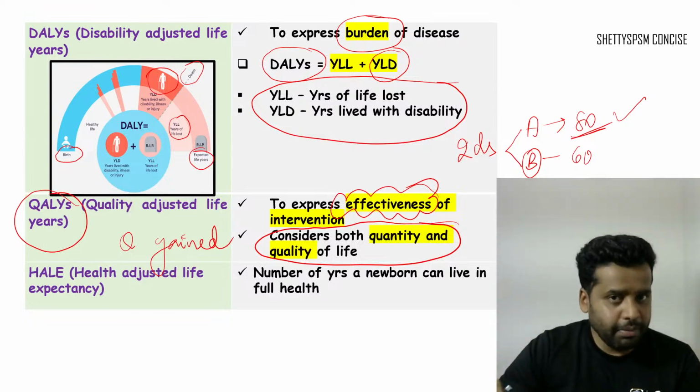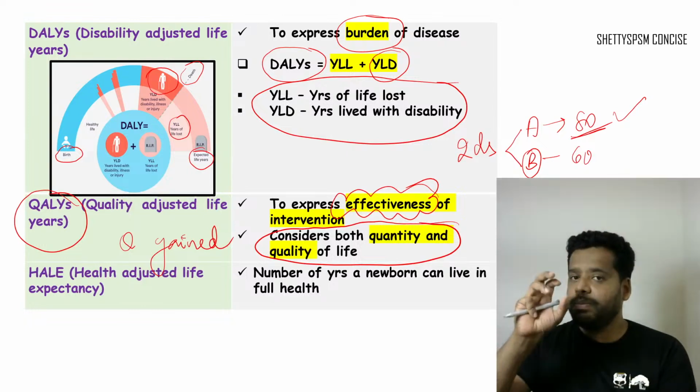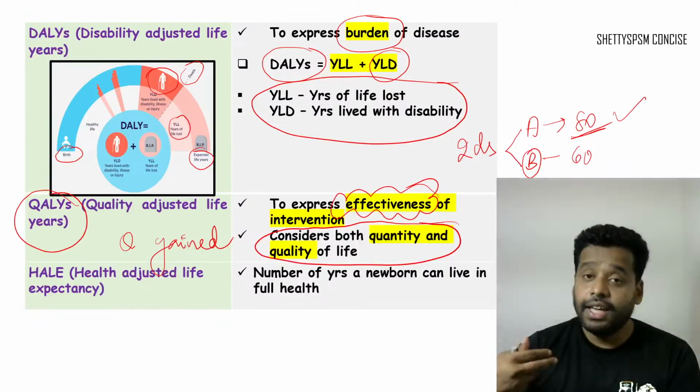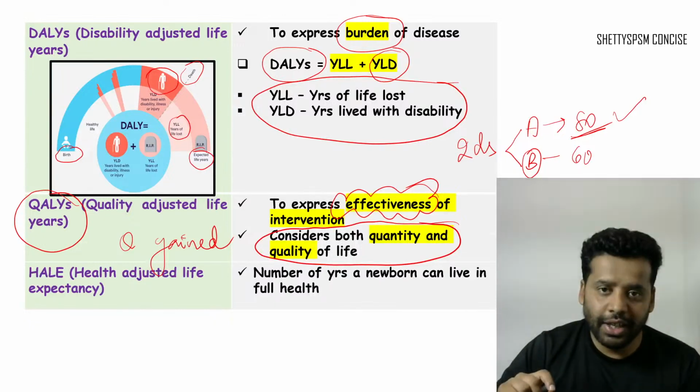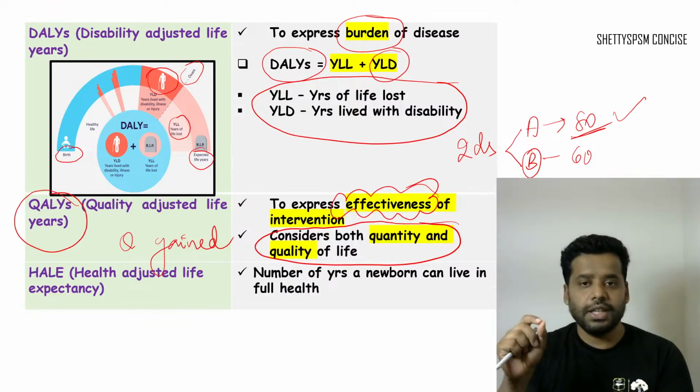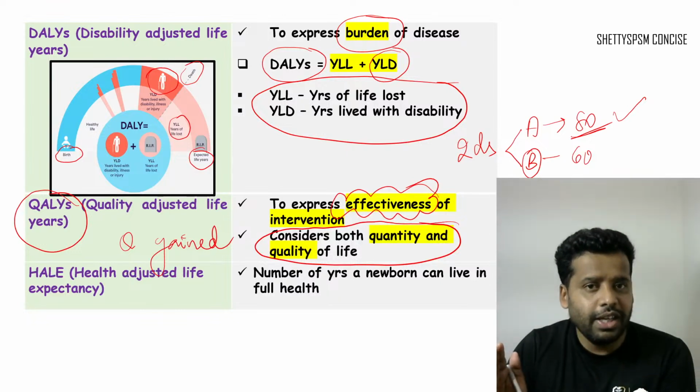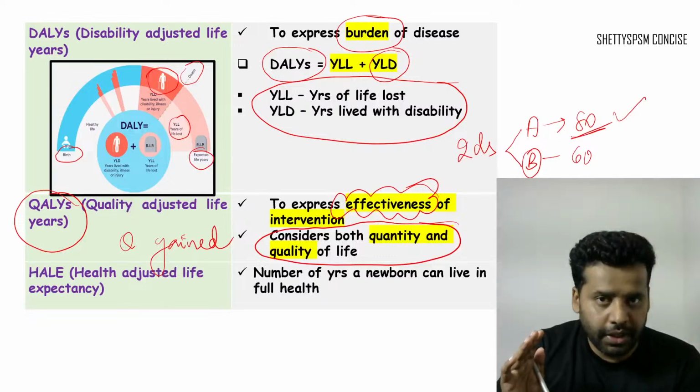So what is the parameter? Tell me, very good. What is the parameter to assess effectiveness of intervention, considering both quantity and quality of life? If the question comes like this, your answer should be QALYs gained by that intervention.